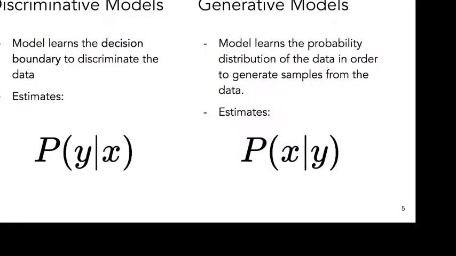Now, in contrast to that, a generative model learns the probability distribution of the data in order to generate samples from the data. So this is a different probability function. Given a class label, Y, we want to predict the likelihood of some example being from this class. So X isn't in the space of a class label anymore. X is your actual data. So any questions so far? Okay.